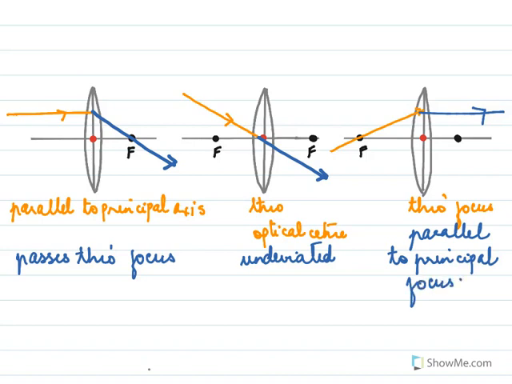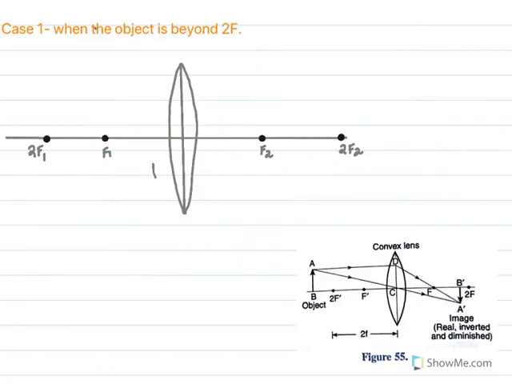Now using these 3 rules, that was rule 1, rule 2 and rule 3, let's go ahead and draw the ray diagrams. So we take up the next case where the object is beyond 2f. So we'll keep the object here beyond 2f. And from here we take 2 rays. One ray will take parallel to the principal axis and the other ray will take through this optical center. So here is the next ray which is passing through the optical center.